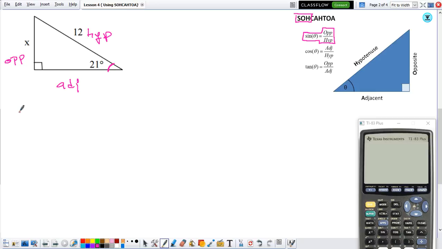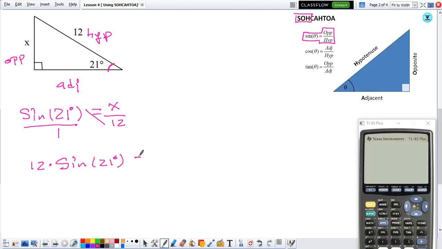So let's do this quick. So now we're going to have the sine of 21 degrees that is equal to the opposite, and here we see that the opposite is x, divided by the hypotenuse, and we see that the hypotenuse is 12. We have our setup. What do we do? We cross multiply. So we're going to have 12 times the sine of 21 degrees is equal to 1 times x, which is just x. So this is pretty straightforward. X is equal to 12 times the sine of 21.